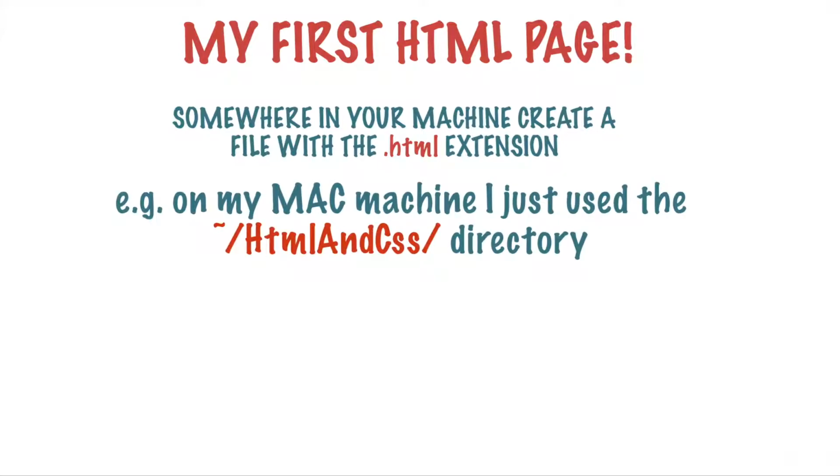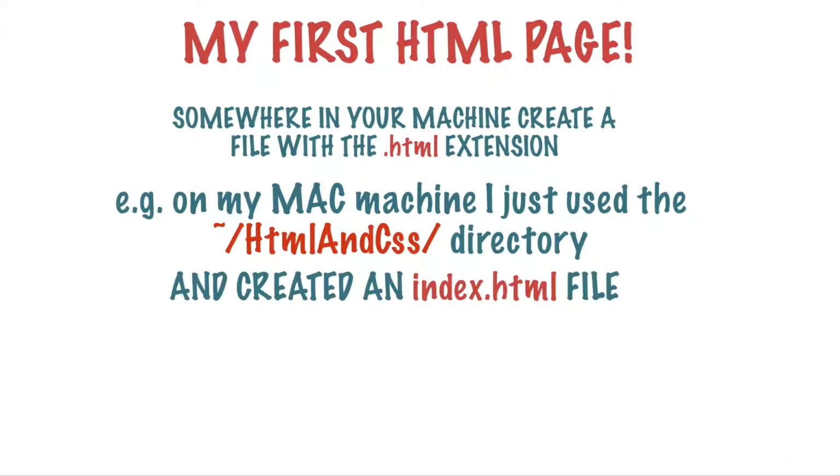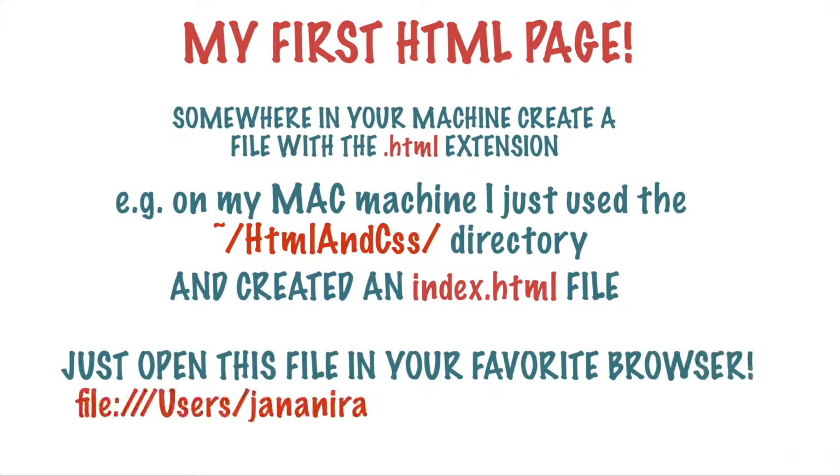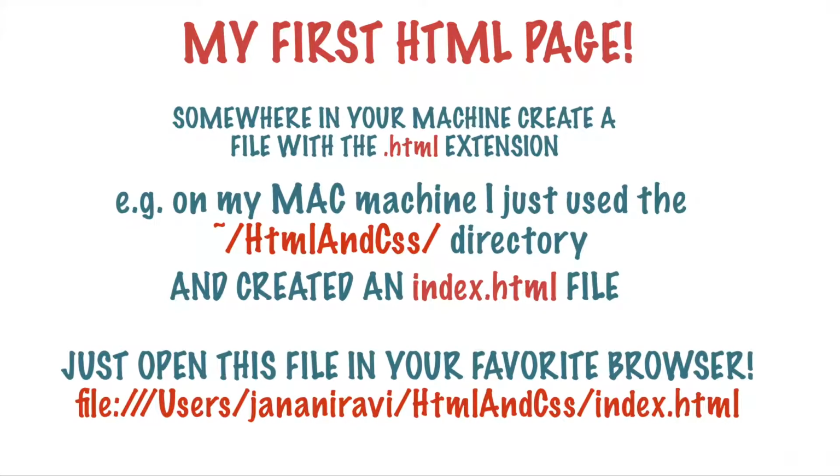For instance, I have an Apple Macintosh machine and I just created a directory inside my home directory, and I created a file there called index.html. I then went ahead and opened this file in my browser. And how did I do that? Well, I just typed in the URL corresponding to my file in the address bar of the browser. Remember that browsers can handle URLs which represent just files on your local machine. They need not always refer to URLs on the internet.